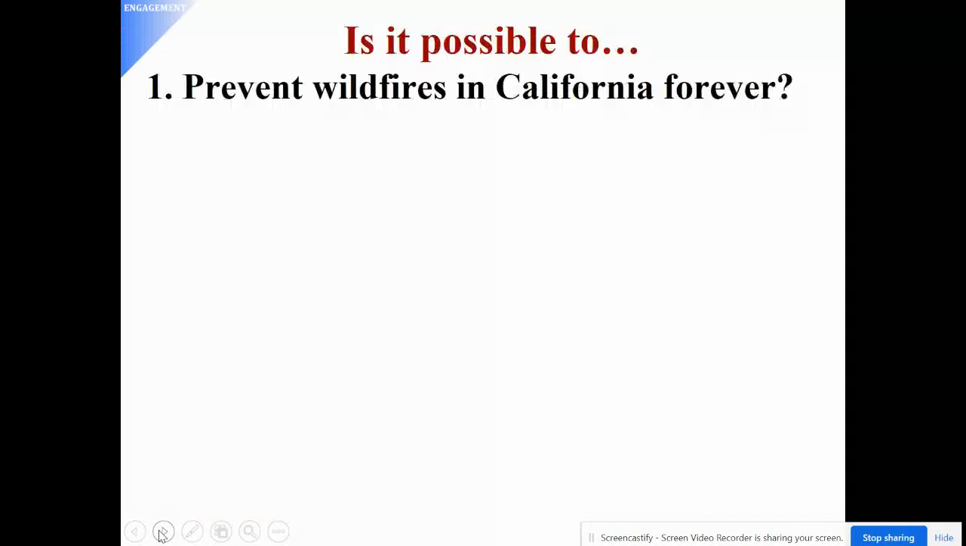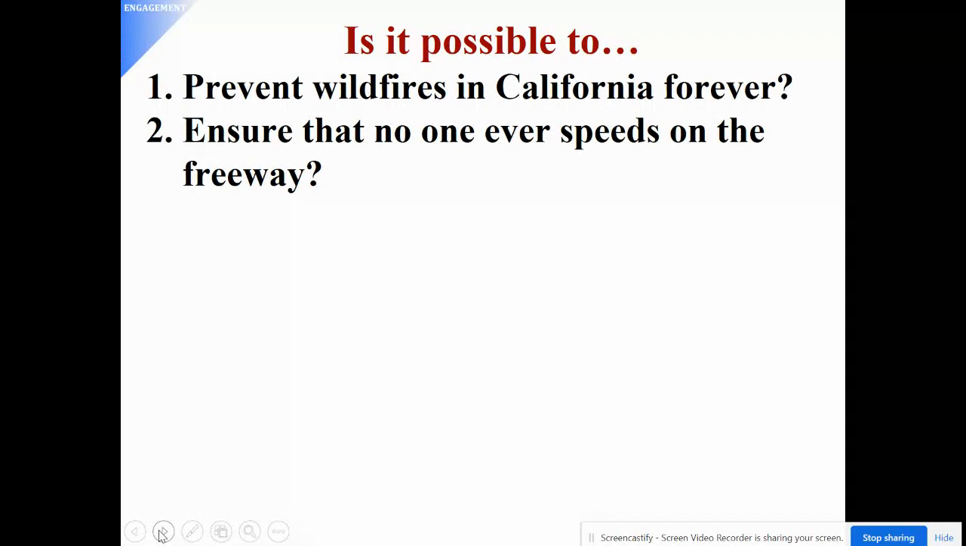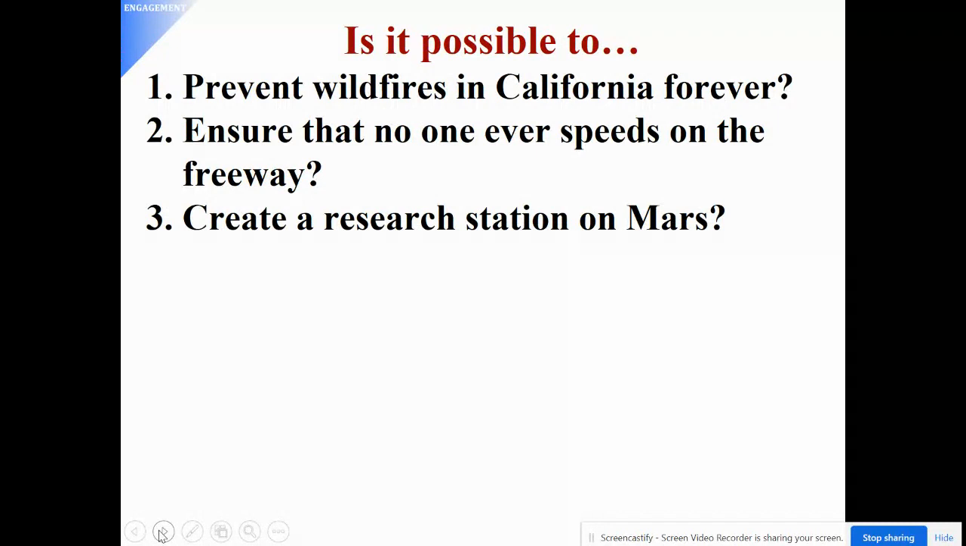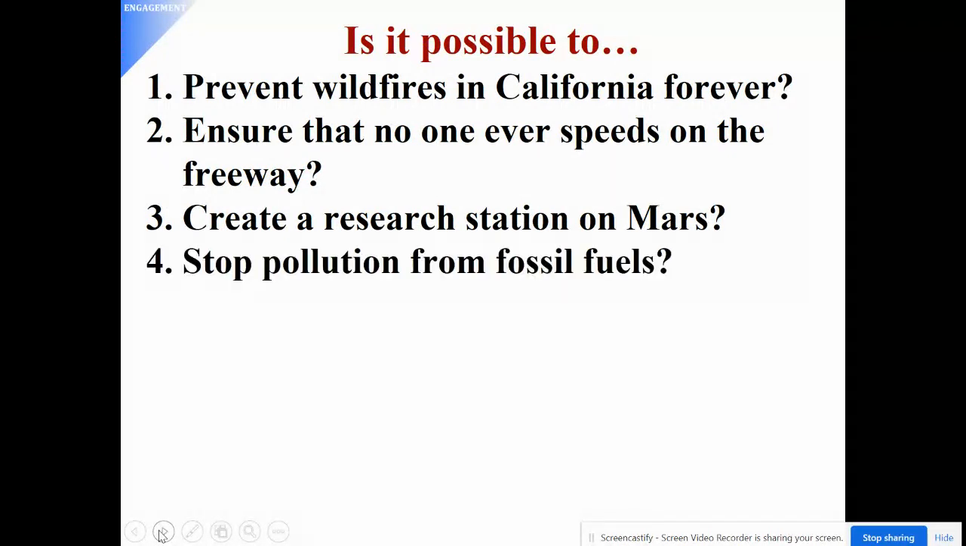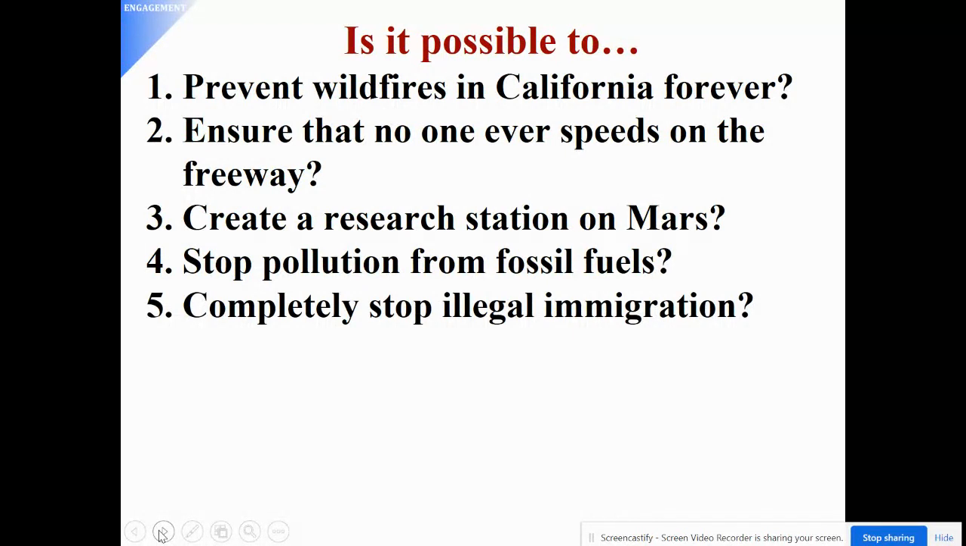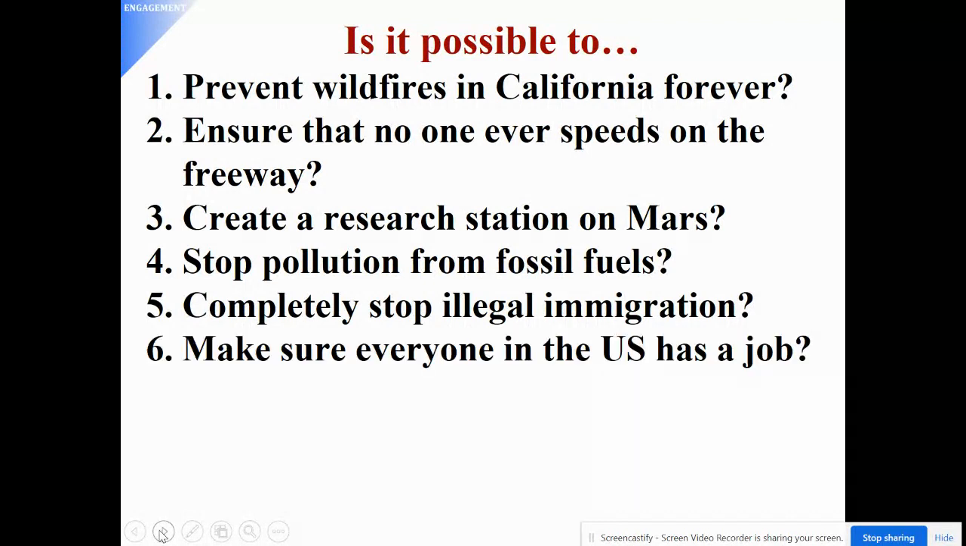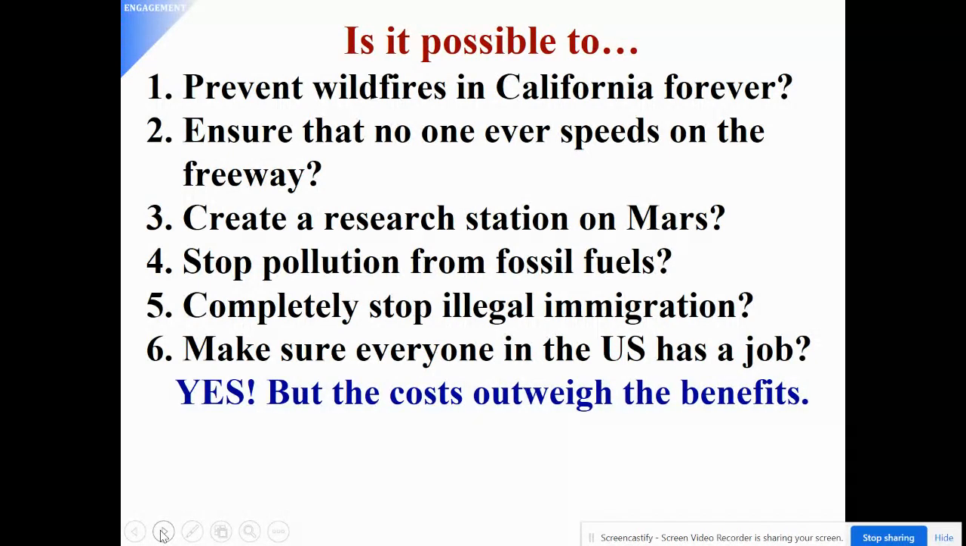So is it possible to prevent wildfires in California forever? Is it possible to ensure that no one ever speeds on the highway? Is it possible for us to create a research station on Mars? Is it possible for us to stop pollution from fossil fuels? Is it possible for us to completely stop illegal immigration? Is it possible for us to make sure everyone in the U.S. has jobs? It is possible, but when you look at the cost versus the benefit, we're essentially saying the costs of doing this outweigh the benefits. And the question then, why would we do it?